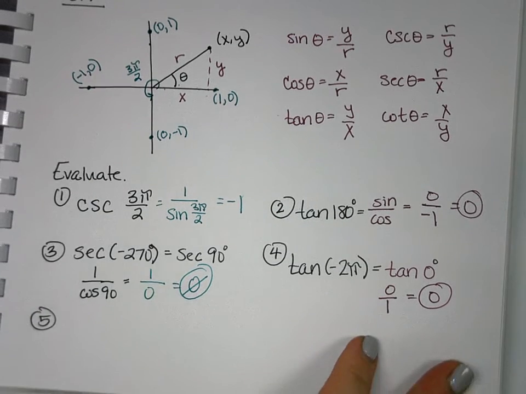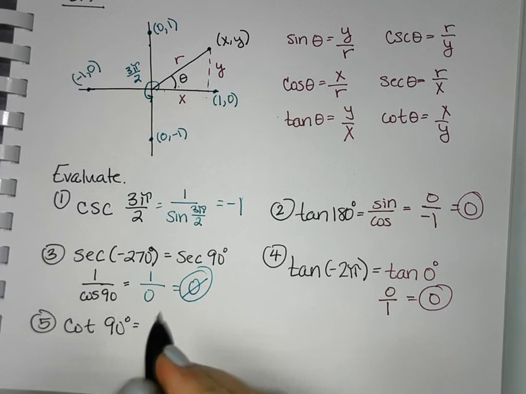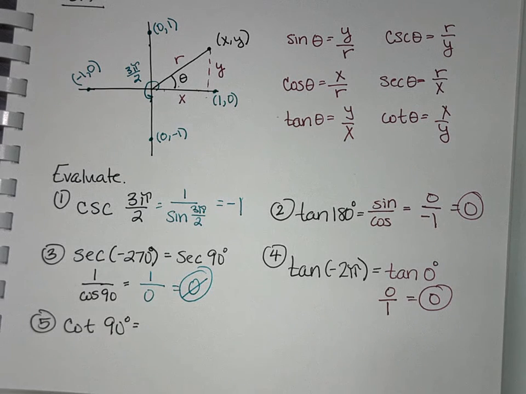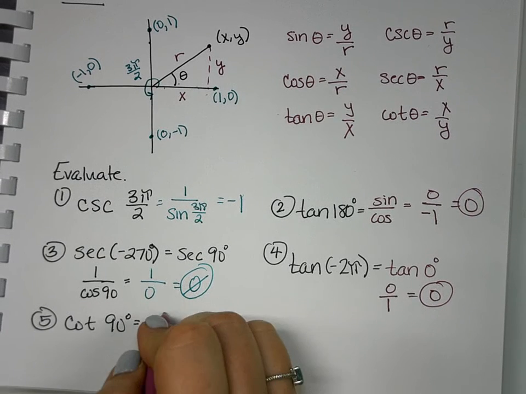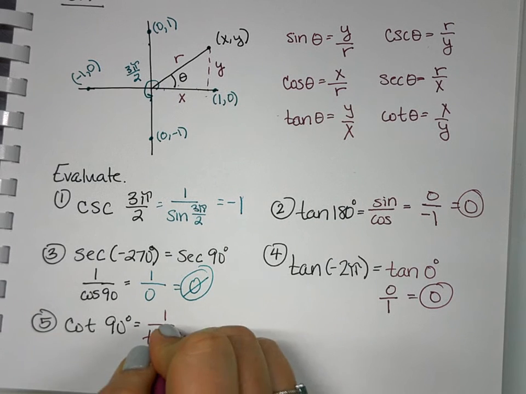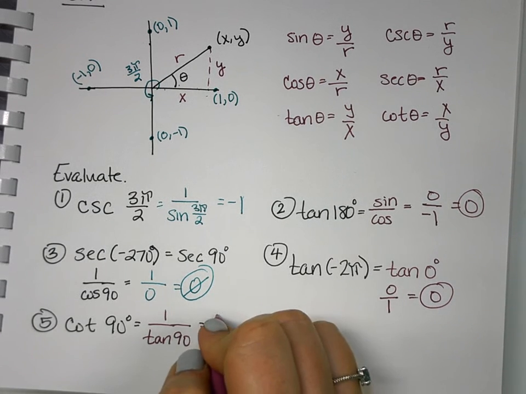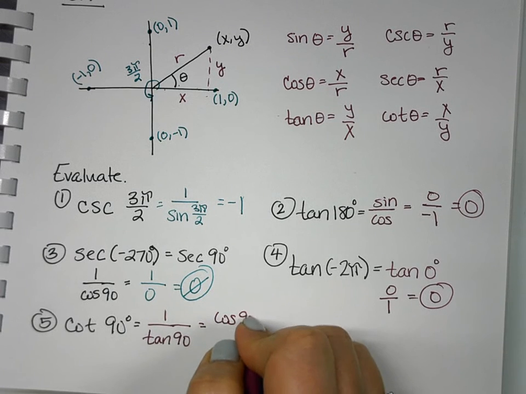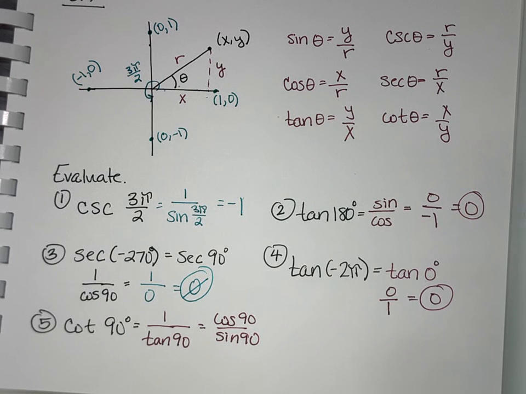Okay, next one, we'll have the cotangent of 90 degrees. So cotangent of 90, that's 1 over the tangent of 90. Or if you want, you can think about it as cosine of 90 over sine, so just the reciprocal instead of 1 over tangent.